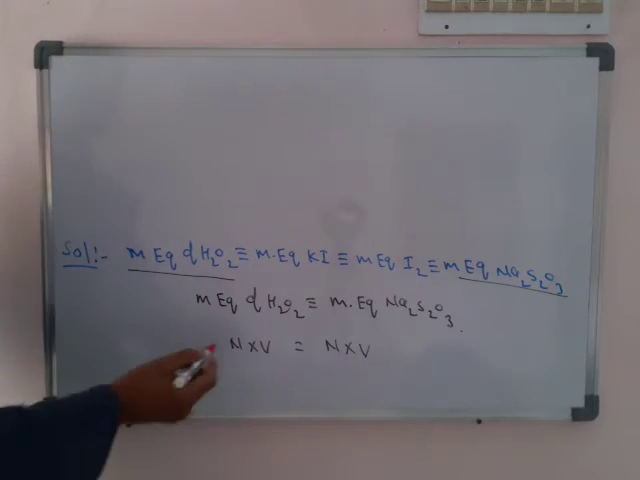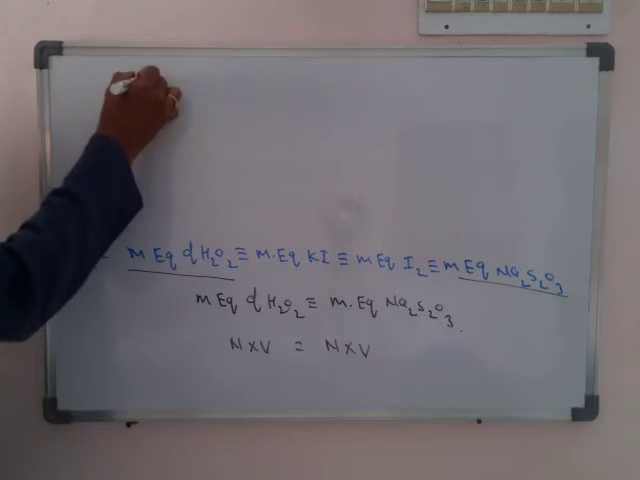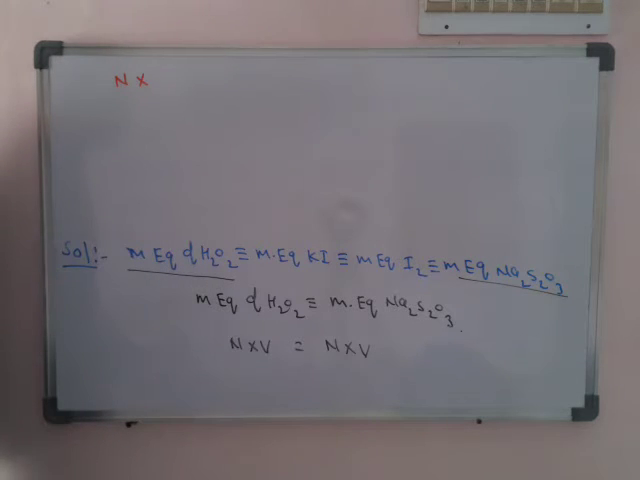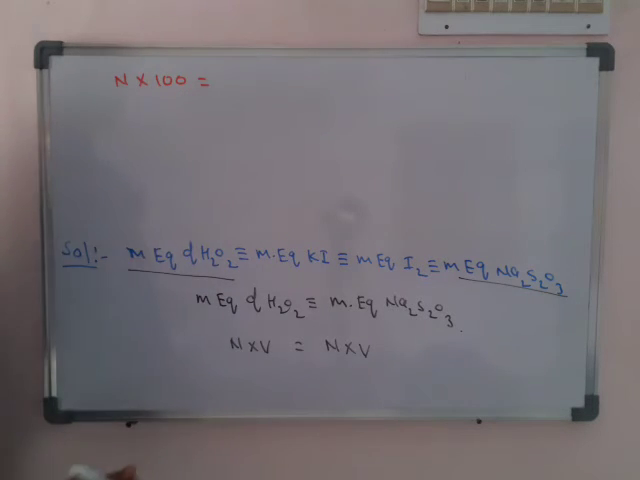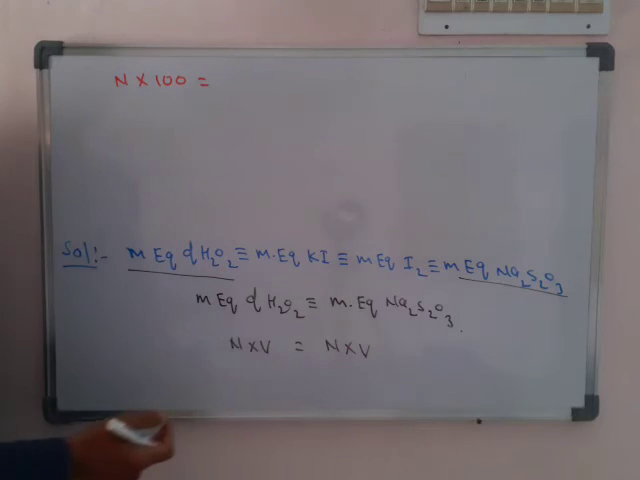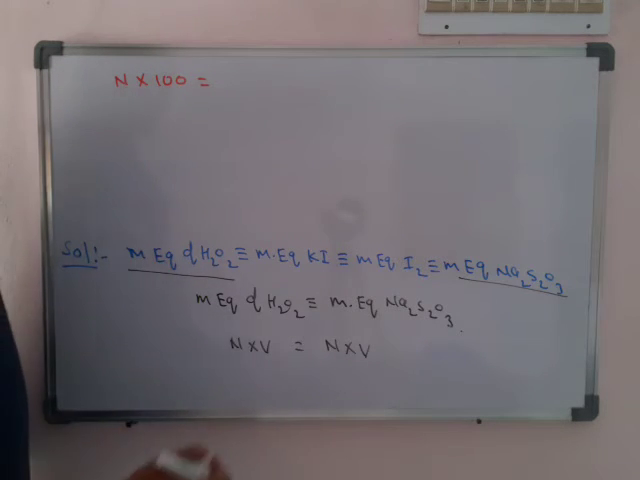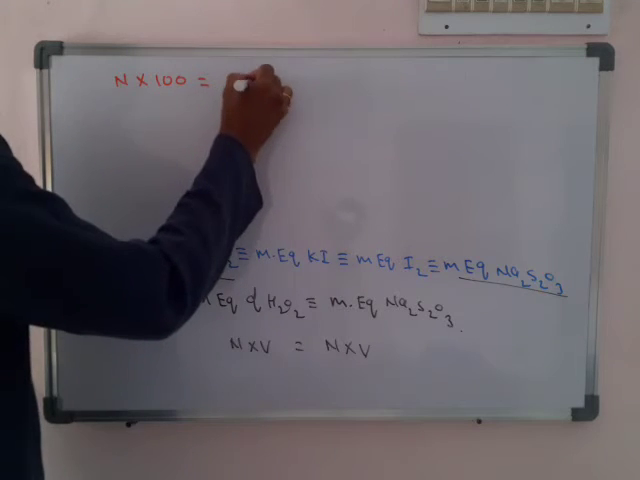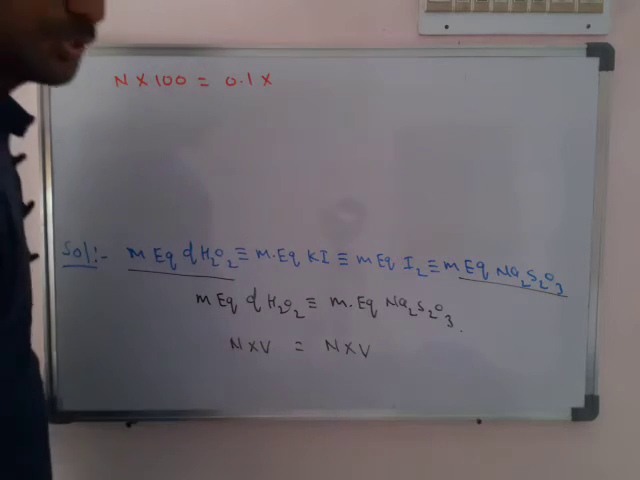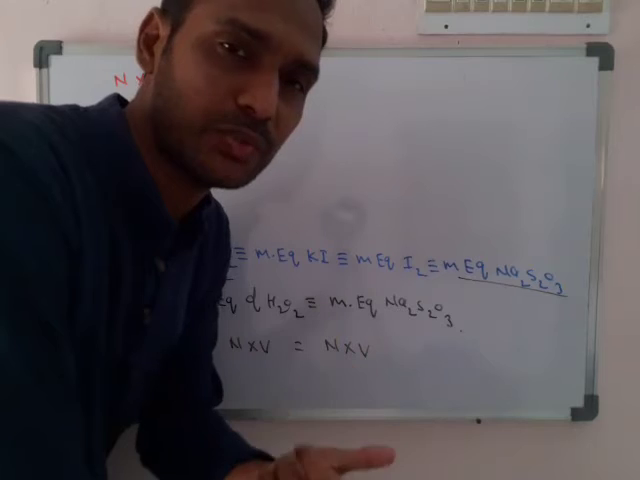So we have to find the normality of hydrogen peroxide. The volume of hydrogen peroxide is directly given as 100 milliliters. So what is the normality of Na2S2O3? The molarity is given as 0.1, into n factor. We know that normality equals molarity into n factor.